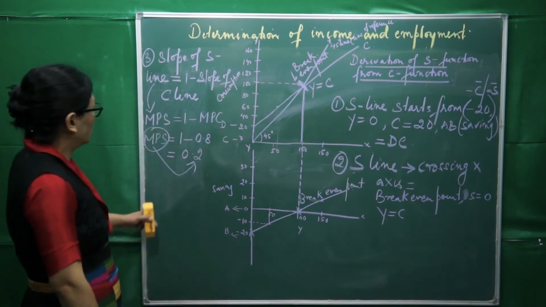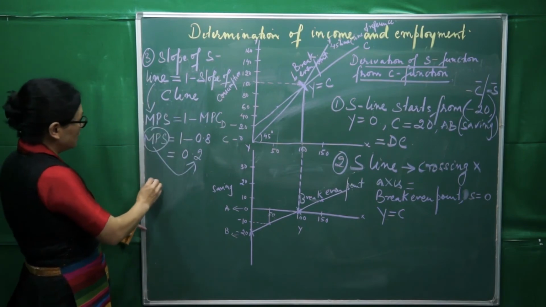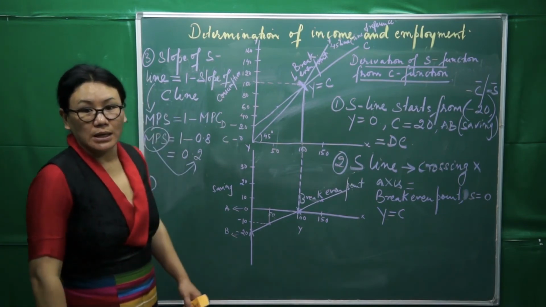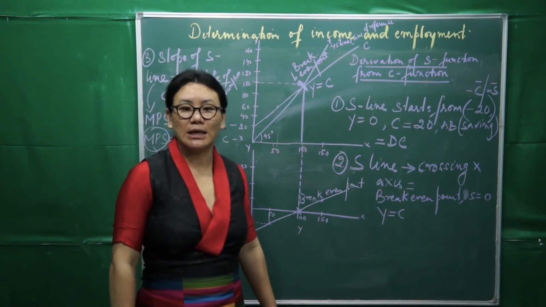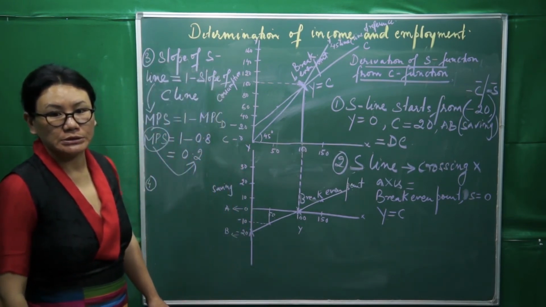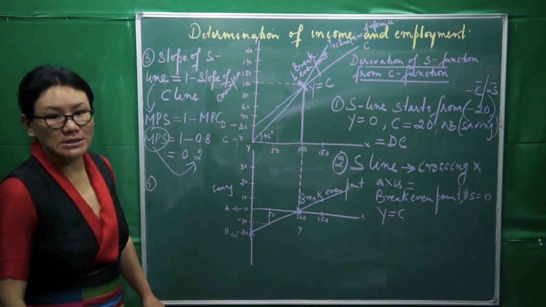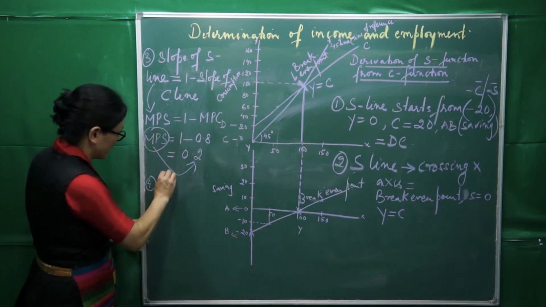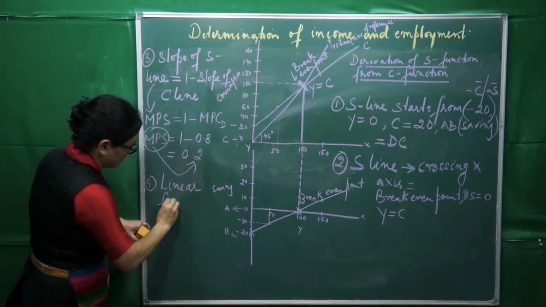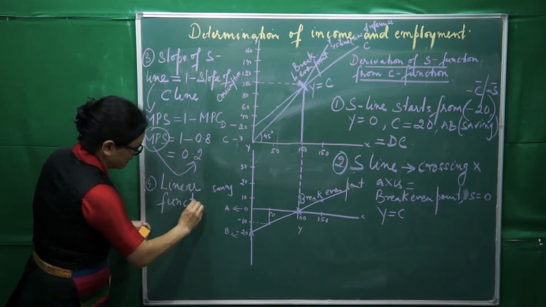All right. Then the fourth one: the saving line is a linear function.